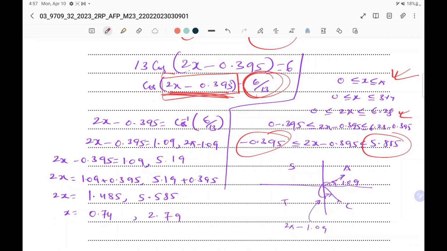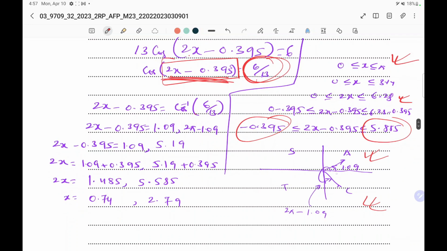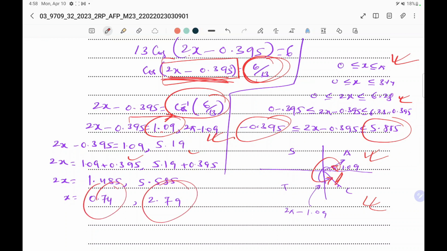And this cos is positive, 6 over 13. So according to the CAST diagram, cos is positive in the first quadrant as well as in the fourth quadrant. So the first angle we found is cos inverse 6 over 13, which is 1.09, and another will be 2 pi minus 1.09, because we have to subtract this. So 2x minus 0.395 is 1.09, and 2 pi minus 1.09. Now shift to the right side, then add, then divide by 2, and you will get 0.74 and 2.79.